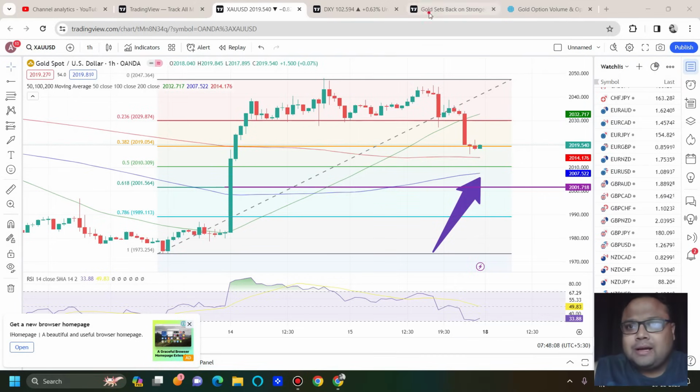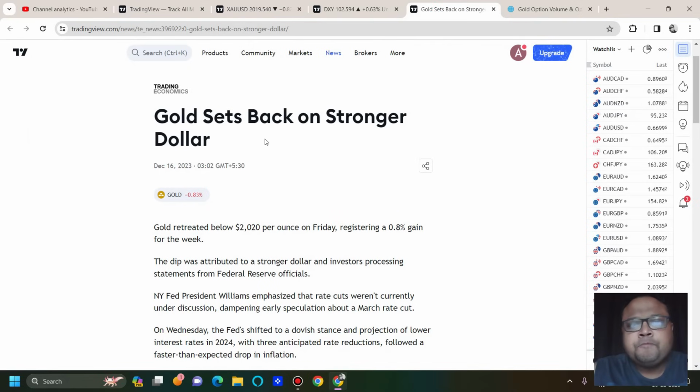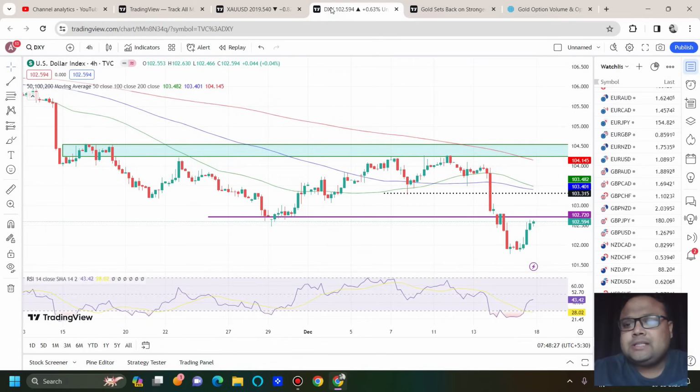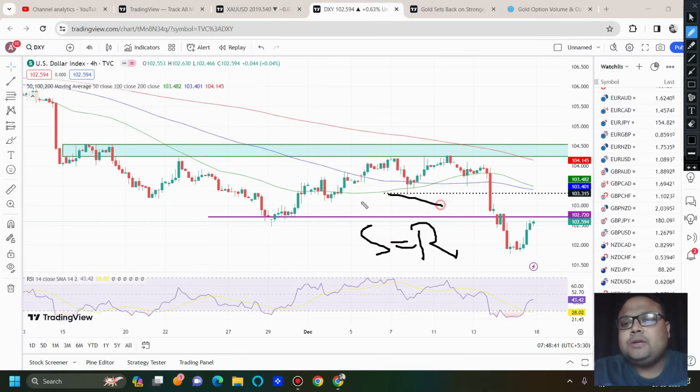So at first, let's look at the market sentiment here. You can see gold sets back on a stronger dollar. Gold retraced below 2020 per ounce on Friday, registering a 0.8% gain for the week. The dip was attributed to a stronger dollar and investors processing some statements from Federal Reserve officials. If you look at the chart of DXY, you can see that DXY is trying to recover. DXY ultimately closed at 102.59, almost at the previous support, which will be acting as the new resistance.